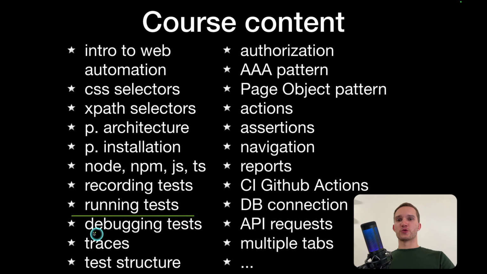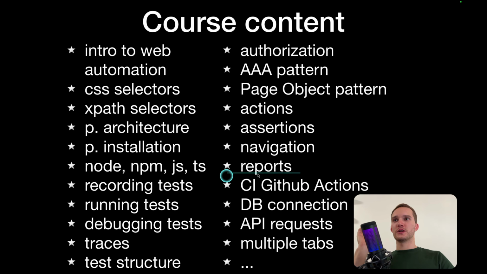We're going to learn how to run tests, how to debug tests with debuggers, breakpoints, etc., traces, authorization. We're going to do tests which will authorize automatically. Then we're going to learn arrange, act, assert pattern, page object pattern. We're going to learn about actions we can do with the web page, assertions we can do, navigations.